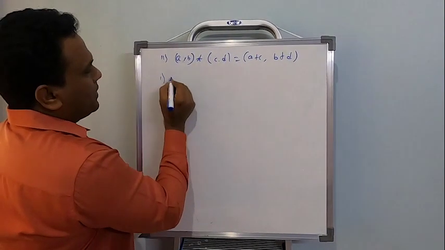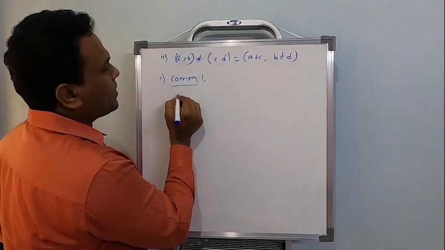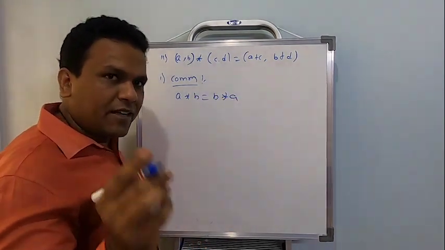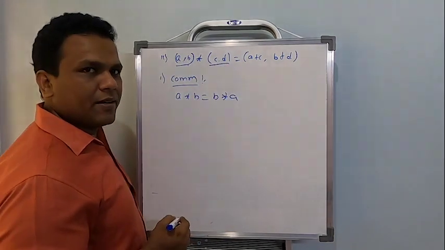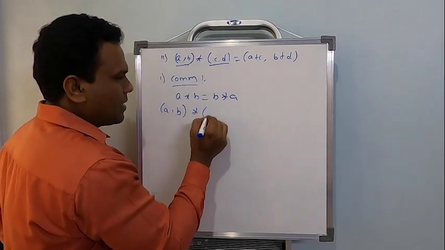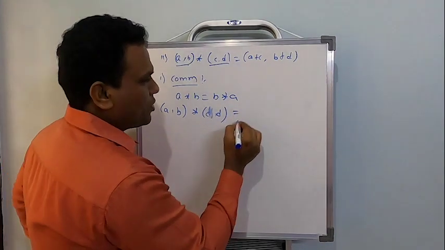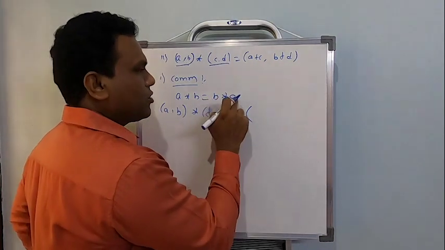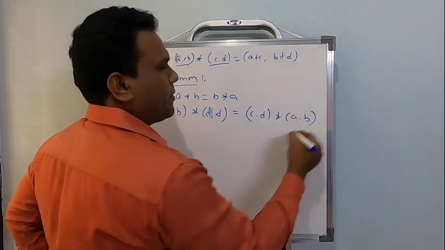First thing, I need to show it is commutative. The commutative property is given by A star B equal to B star A, but here one element stands for (A, B), the second element stands for (C, D). So if I write A, it is (A, B), one element, star the second element (C, D), and this should be equal to, this is just like A star B, if it's commutative, this should be equal to B star A, so (C, D) star (A, B).